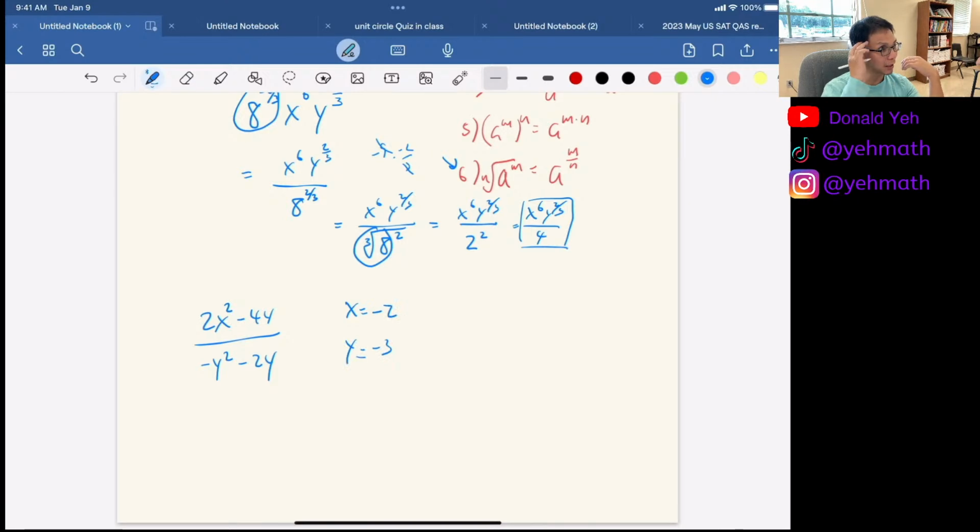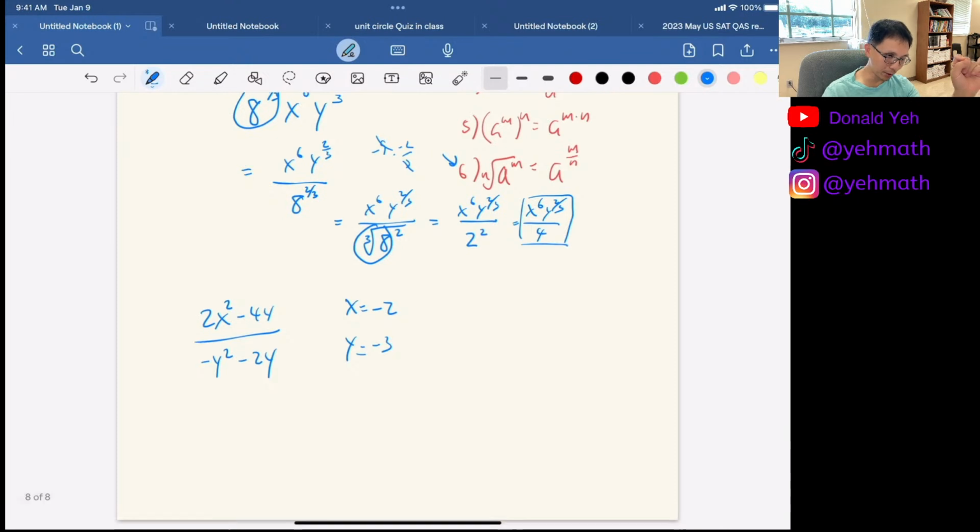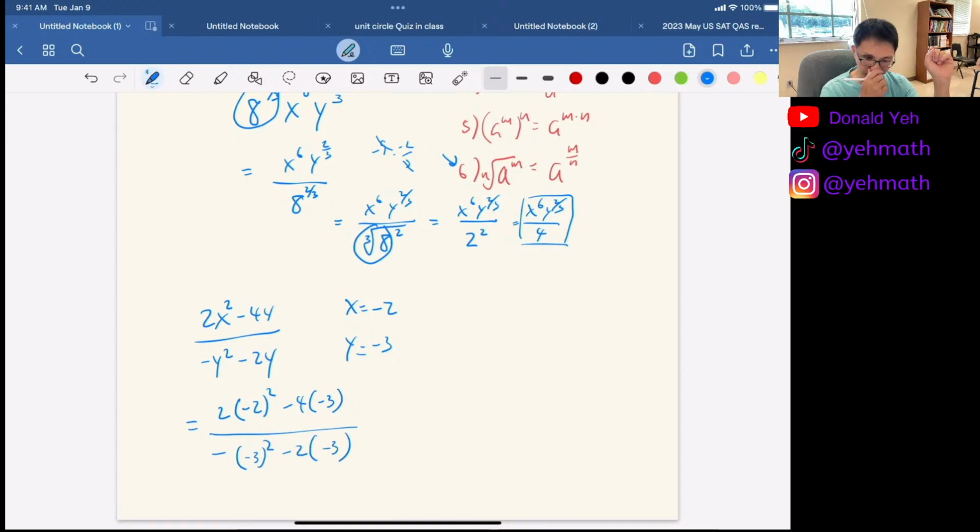Now, here's the rule. Every time you substitute something, you better put a parenthesis. If you don't, then you already mess up. Always substitute, put a parenthesis. So you're going to learn to use that. 2 times negative 2 squared minus 4 times negative 3 over negative of negative 3 squared minus 2 times negative 3. Any questions here?